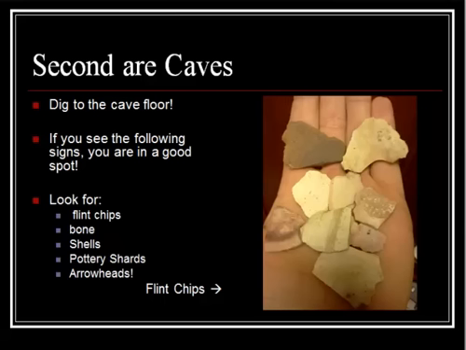You always want to dig to the cave floor, and if you see the following signs, you're in a good spot. Look for things like flint chips, bones, shells, pottery shards, and arrowheads. Caves provide a good place that will preserve things like bones and shells, whereas in an open campsite, these things will decay and you won't find them several thousand years later. Caves are a good place to go if you're looking for signs of past human habitation.